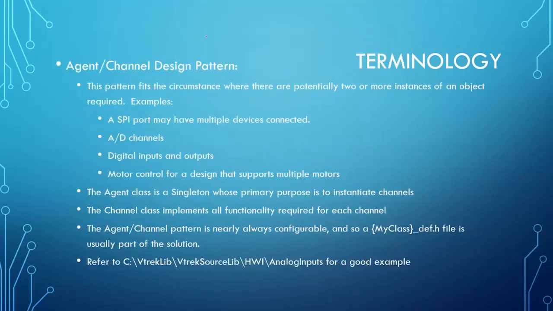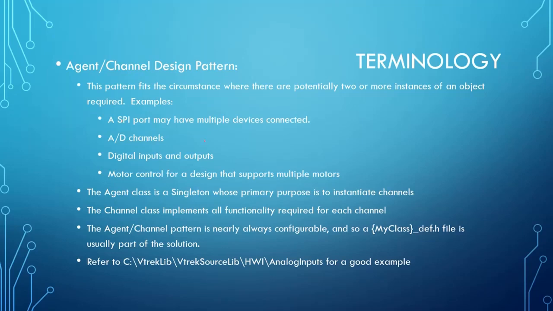Okay, before we get into the block diagrams, I want to talk about the agent channel design pattern. You're going to see this in many areas in the Vtrek library, in the code set. So the pattern fits a circumstance where you have two or more instances of an object that's required. So for an example, if you've got a SPI port and you've got multiple devices on the SPI port, the agent would be the SPI port and the channels would be the multiple devices that are on that port. And if you want to go up one more step, you could have multiple SPI ports with multiple devices. So there's a hierarchy here of agent and channel.